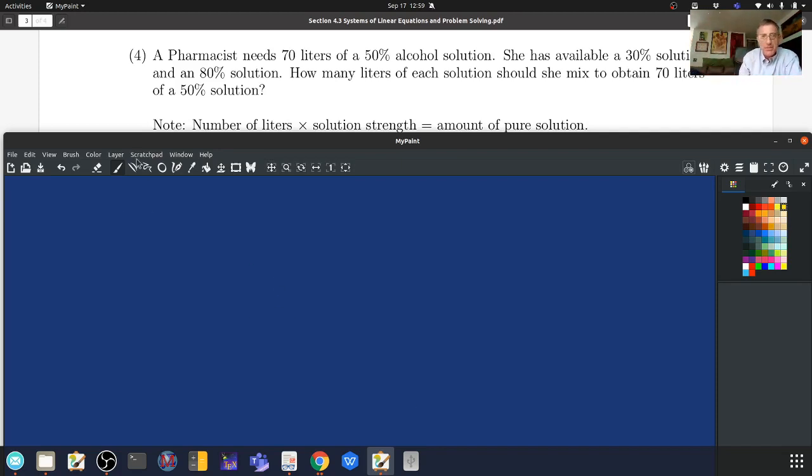So in this case we have to decide on our x values. Let's let x be equal to how many liters of our 30% solution. And let's let y be equal to the number of liters of our 80% solution. So these are liters.